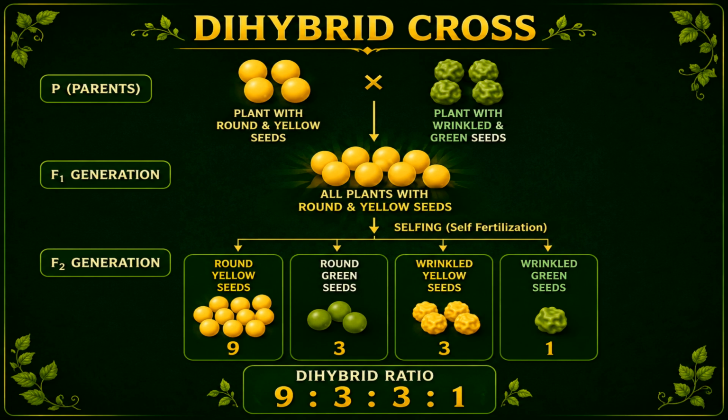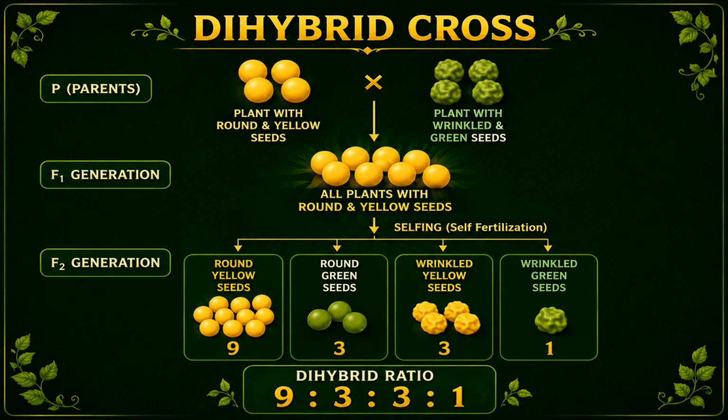Now look at the F1 generation. Surprisingly, all the offspring produced round and yellow seeds. No wrinkled seeds appeared, no green seeds appeared. This clearly indicated that round seed shape is dominant over wrinkled seed shape, and yellow seed color is dominant over green seed color. So in the F1 generation, only the dominant traits were visible. Next, Mendel allowed these F1 plants to undergo self-pollination. The seeds produced after selfing formed the F2 generation.